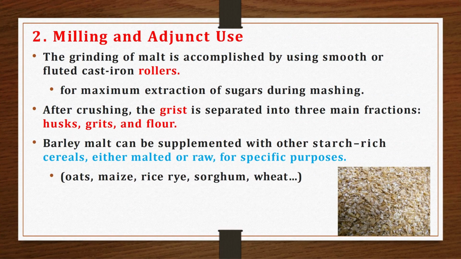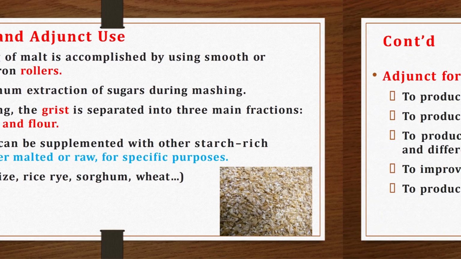Next we have 2. Milling and adjunct use. The grinding of malt is accomplished by using smooth or fluted cast iron rollers. The goal is maximum extraction of sugars during the next step, mashing. After crushing, the grist is separated into 3 main fractions: husks, grits, and flour. Barley malt can also be supplemented with other starch-rich cereals, either malted or raw, for specific purposes like oats, maize, rice, rye, sorghum, or wheat.